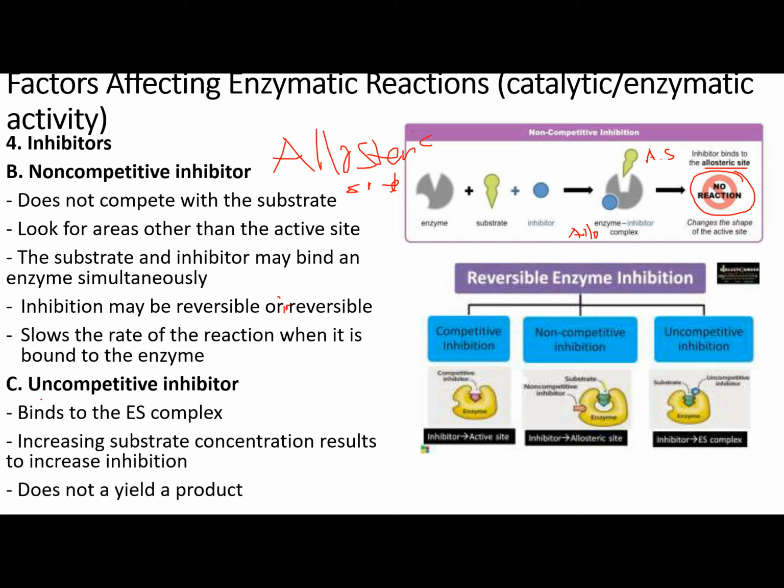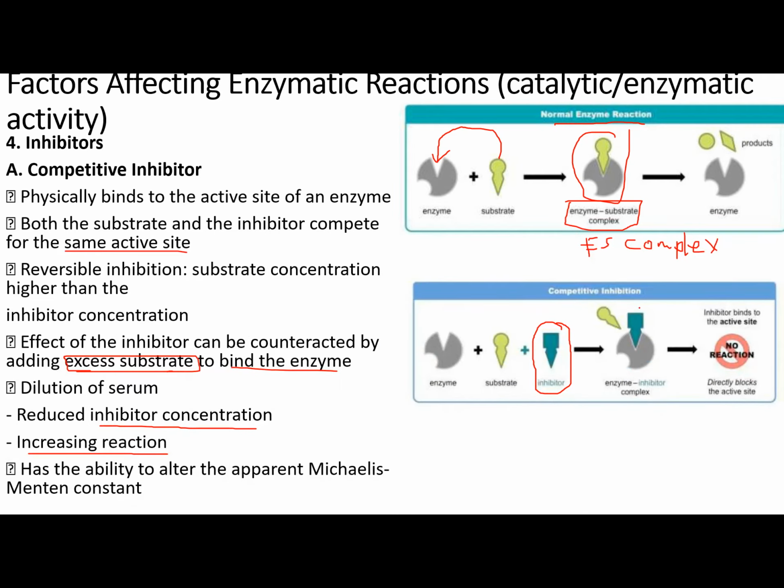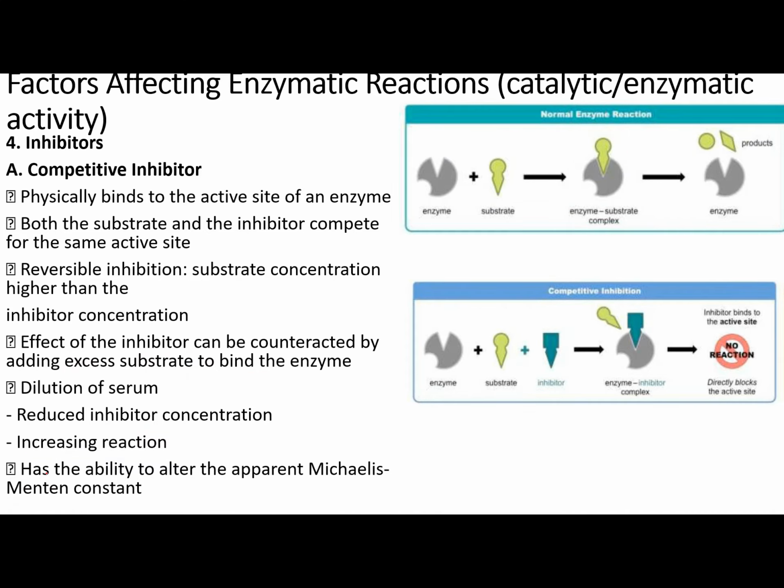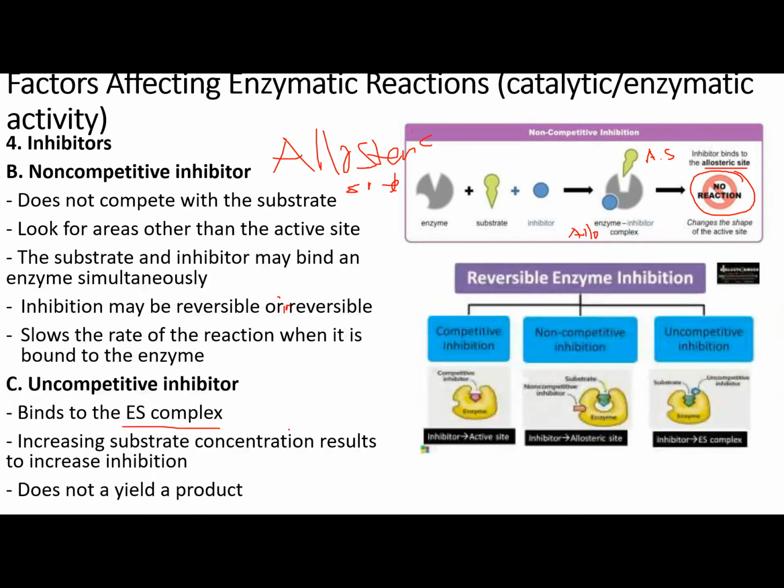And the last type of inhibitor is your uncompetitive inhibitor. Sa uncompetitive inhibitor class, the inhibitor binds to the enzyme substrate complex. So the reaction has already occurred. Balik tayo dito para maintindihan nyo. Here you would have your enzyme substrate complex. What happens here is, kunwari itong bilog na to, this is your inhibitor. The inhibitor would bind to the enzyme substrate complex. So that's your uncompetitive inhibitor. Increasing substrate concentration results to increase inhibition, does not yield a product.